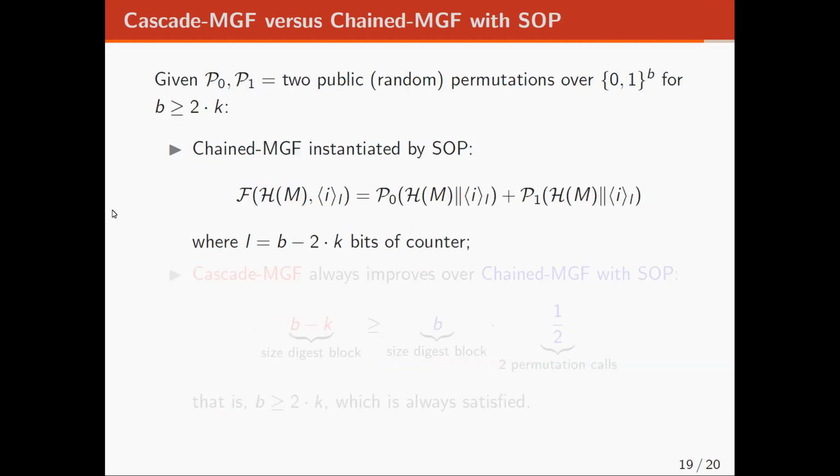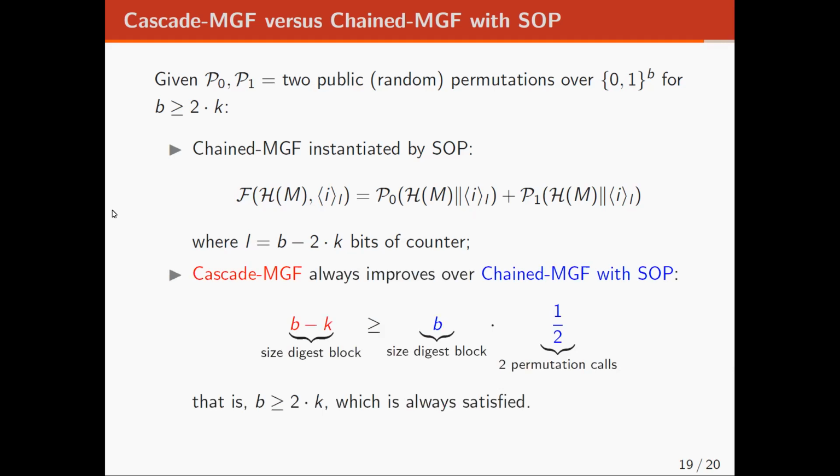Another possibility is to instantiate this function f with the sum of two permutations, P0 and P1. And in this case, the size of the index L is b minus 2K, because we don't have an initial value, and we can output b bits.